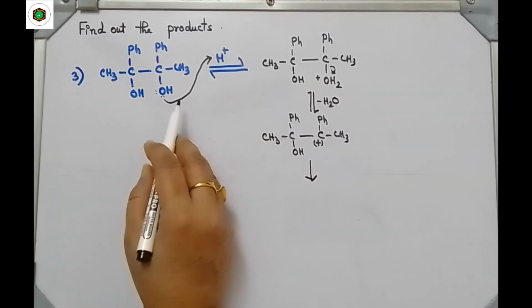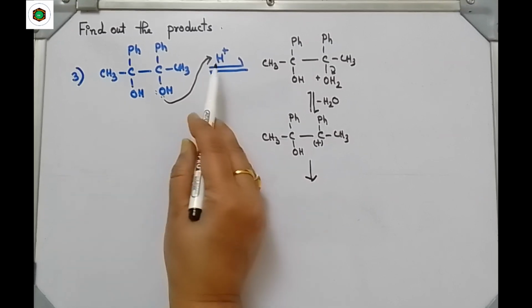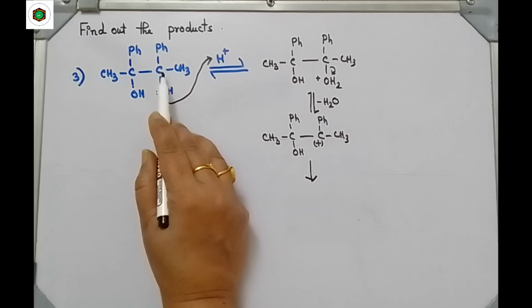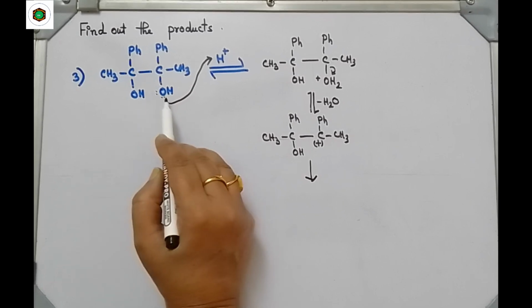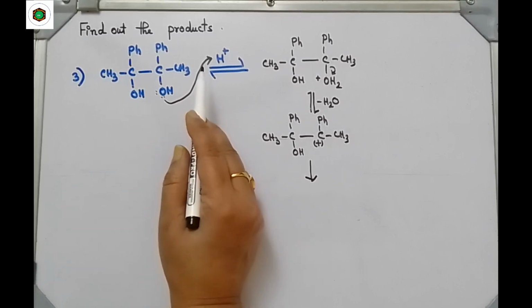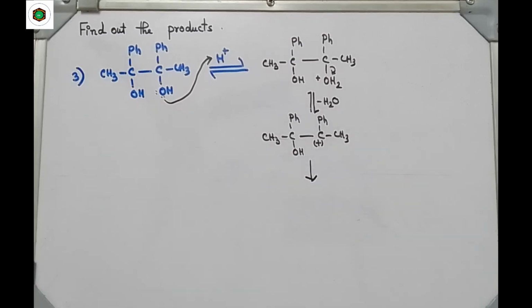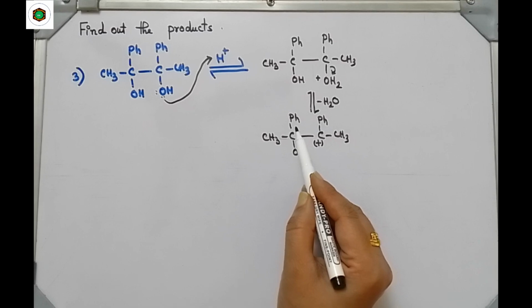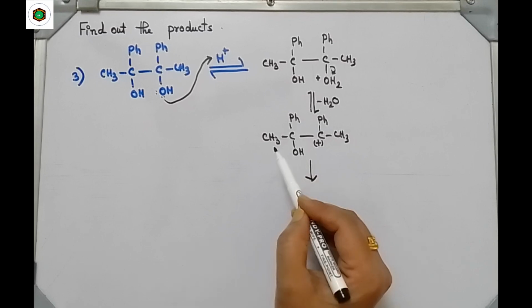Now see, this is also a vicinal 1,2 diol. So in presence of H plus, protonation will take place. Both the carbons are symmetrical, so at any OH you can show protonation. After removal of water we will get this carbocation. So here you have to decide migratory aptitude. We know the migratory aptitude of phenyl is more than CH3.